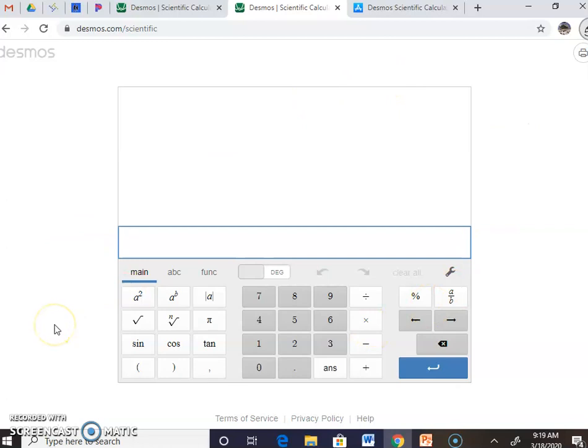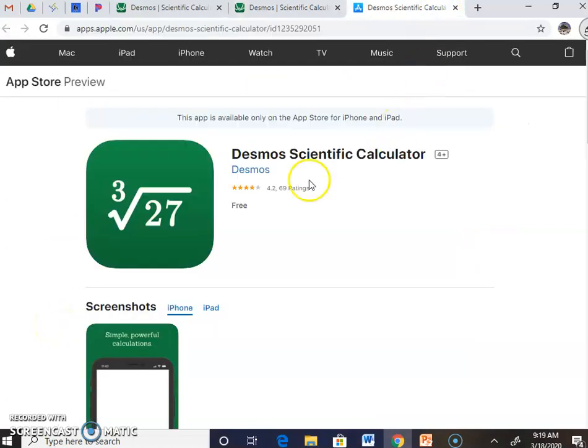There is also an app. If you search Desmos Scientific Calculator on your phone, there is a calculator app that you could download as well. Either one of those will work to help you solve these problems.